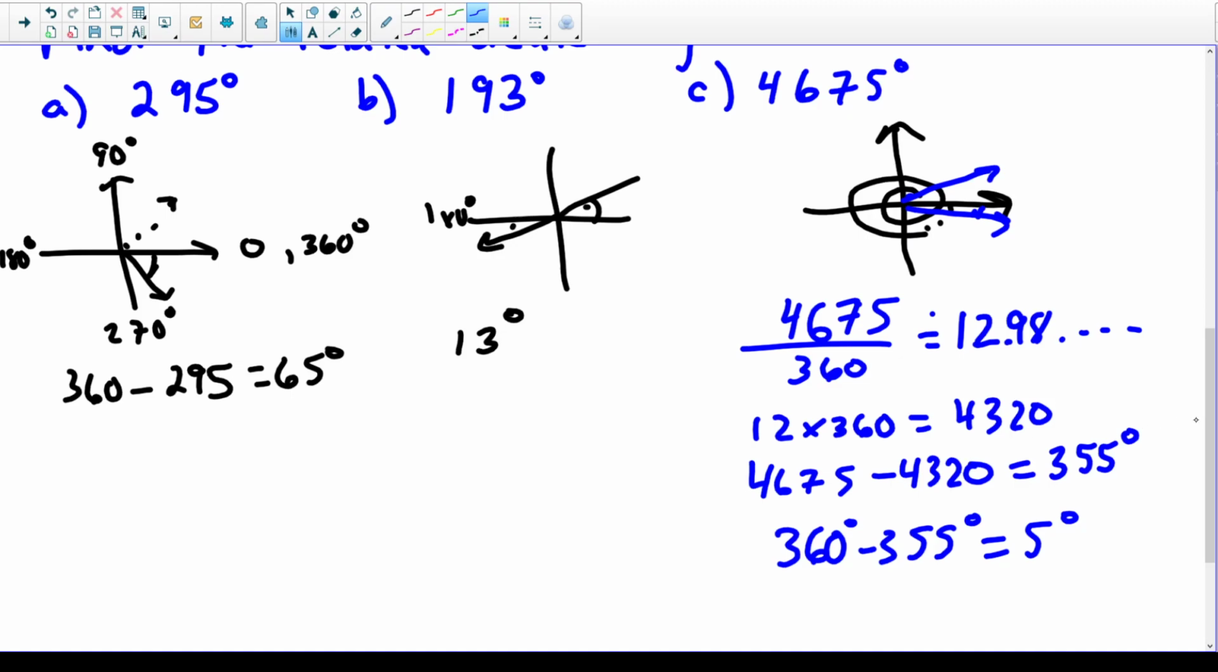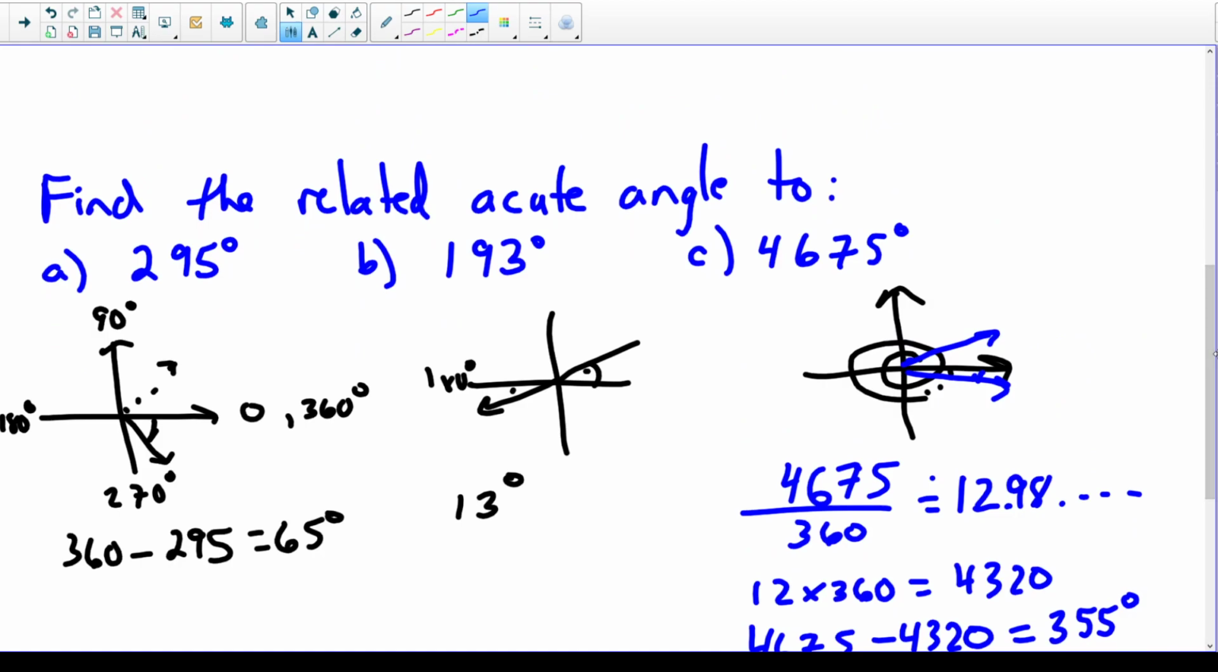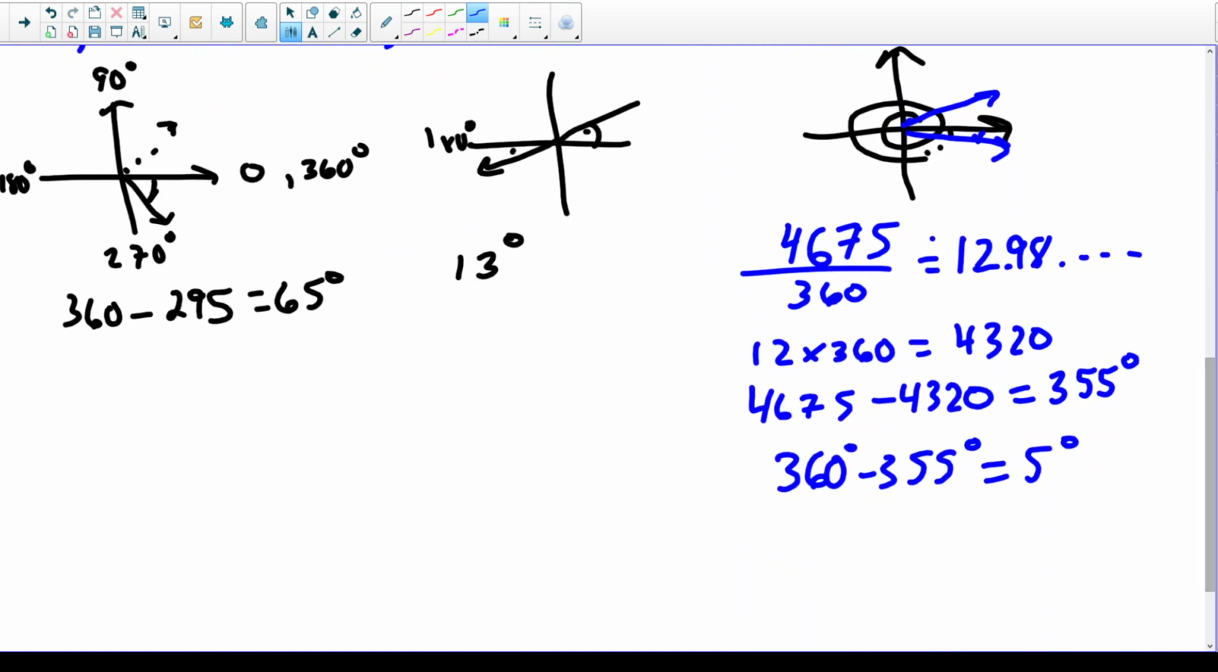So these aren't difficult, but they do require you to understand going around the circle multiple times sometimes, like question C. Okay, let's move on.